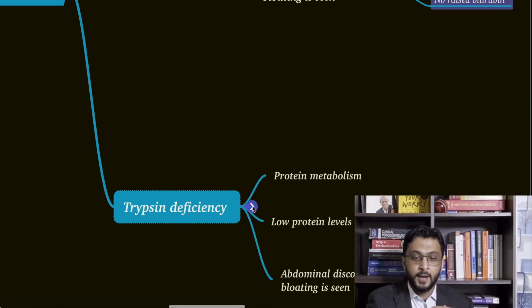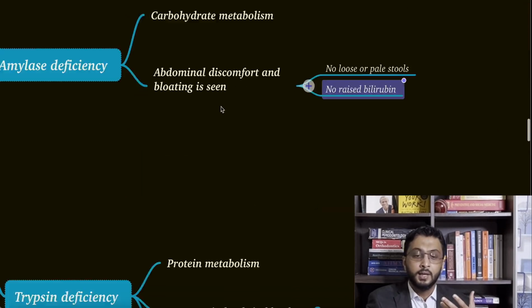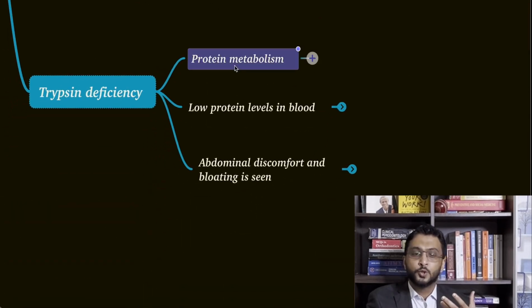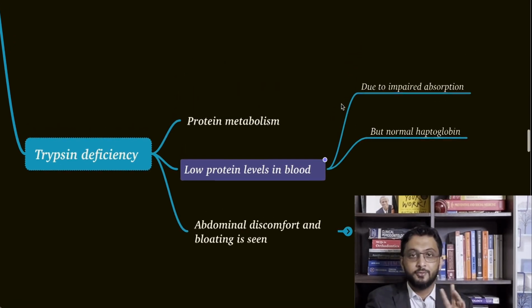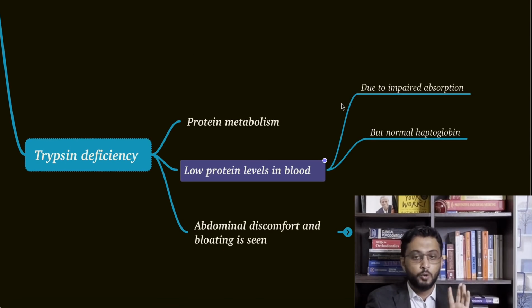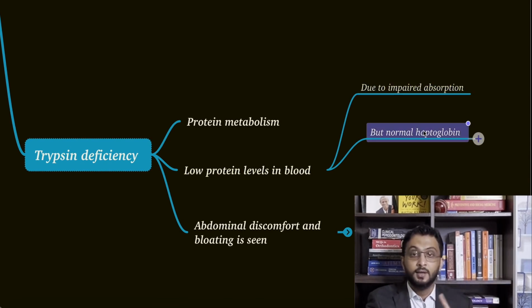Trypsin deficiency, like I told you, is an enzyme deficiency in protein metabolism. This was carbohydrate, this was protein breakdown. If protein breakdown is not taking place, you don't get amino acids, you don't get protein in the body. So there will be low proteins in the blood, which we saw, but not haptoglobin specifically, please note. Haptoglobin is specific for binding with hemoglobin. So due to impaired protein metabolism, there will be in general protein deficiency, not specifically haptoglobin.